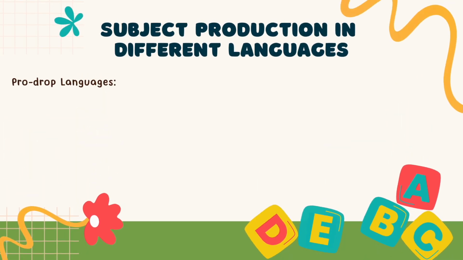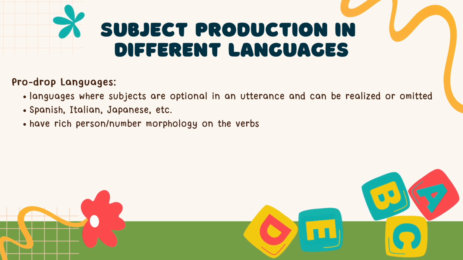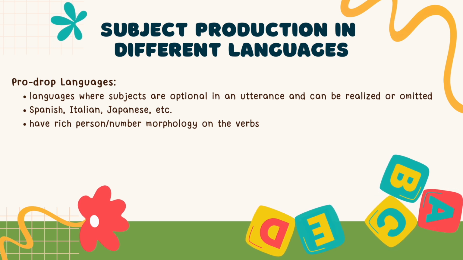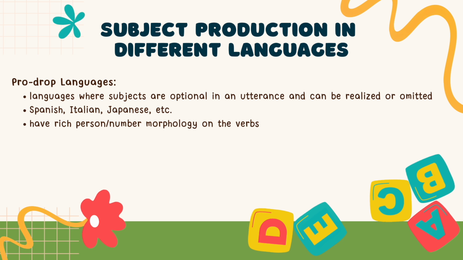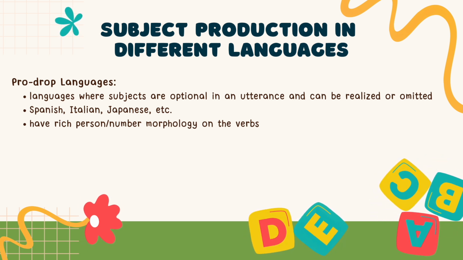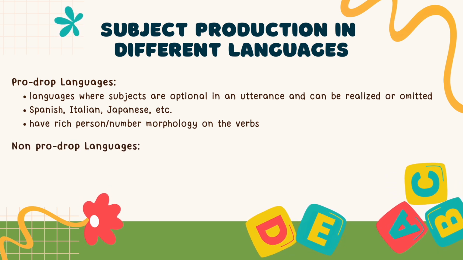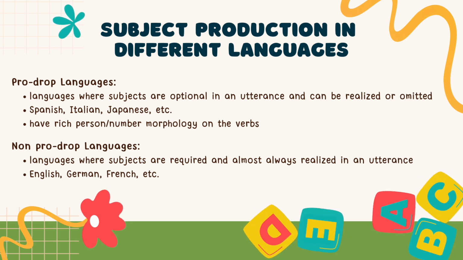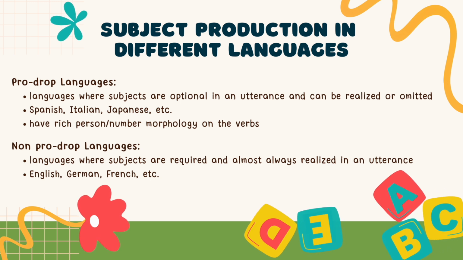Pro-drop languages are languages where subjects are optional in utterances, and speakers can choose to say them or not. Some examples of pro-drop languages include Spanish, Italian, and Japanese. The reason why a language like Spanish can be pro-drop is because the endings of verbs in conjugations, known as morphology, are very extensive. Non-pro-drop languages are languages where subjects are required and are almost always said in an utterance. Some examples of non-pro-drop languages include English, German, and French.